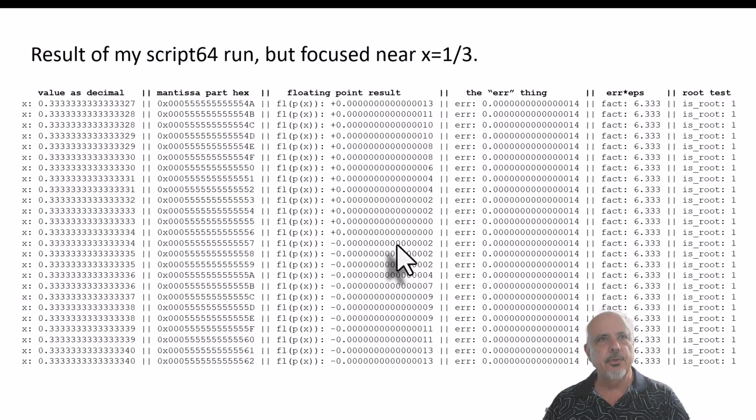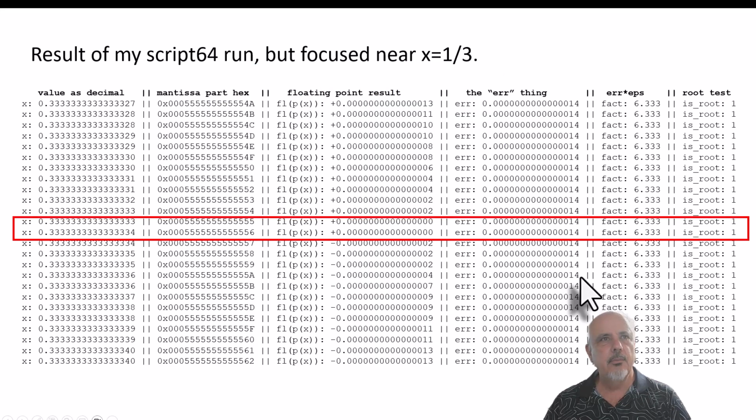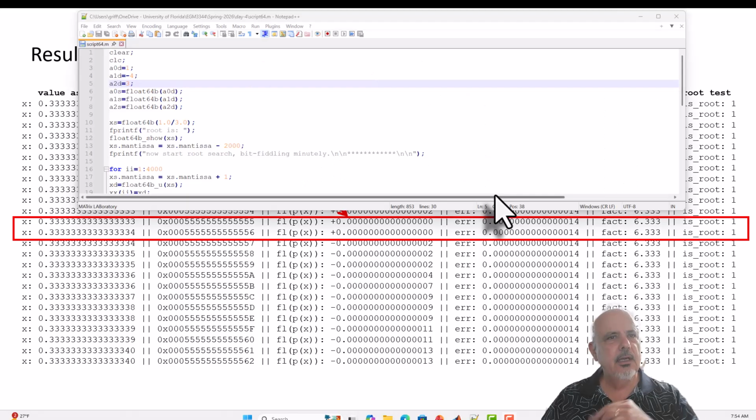And of course there were two, and we're looking at this root right here, the 1/3. But there were two that gave me the perfect Horner. The Horner gave me the perfect 0 there, as close to 0 as possible. I thought it might be instructive to sneak a peek at my script 64, and I want to walk you through how it works.